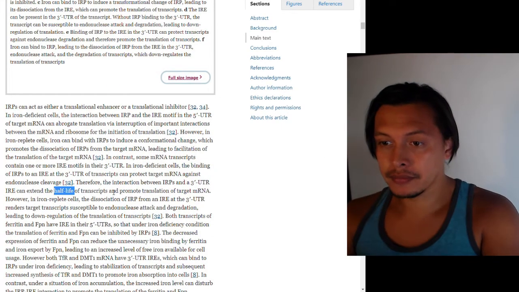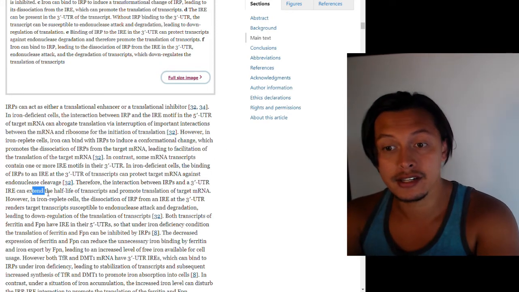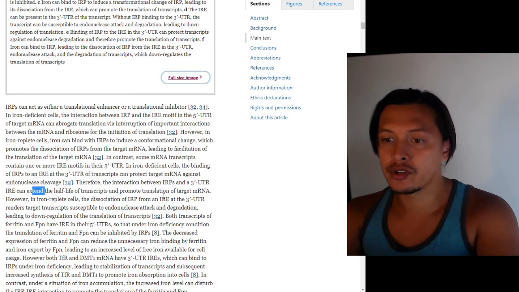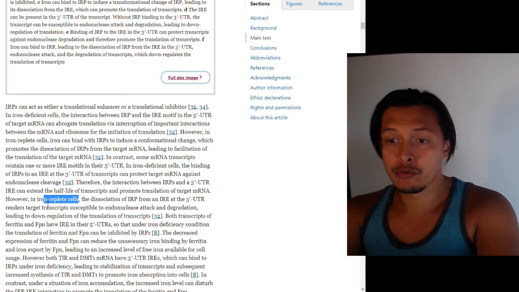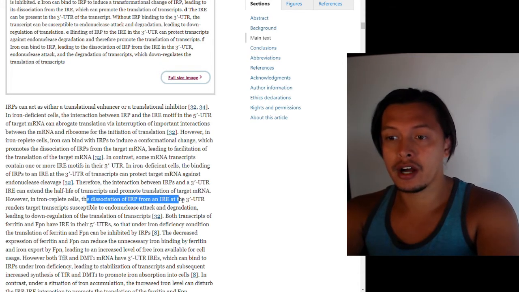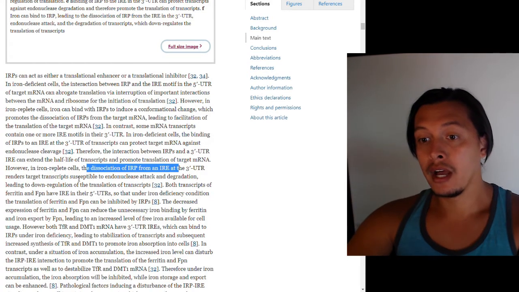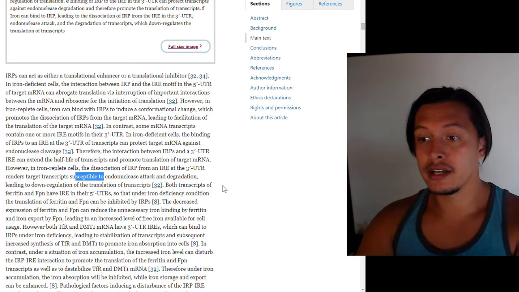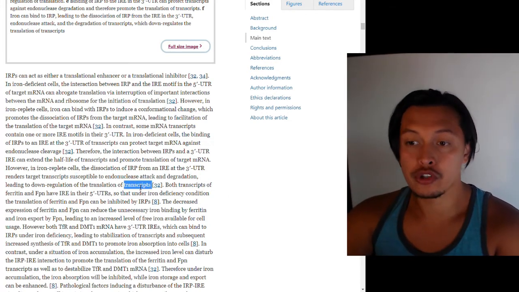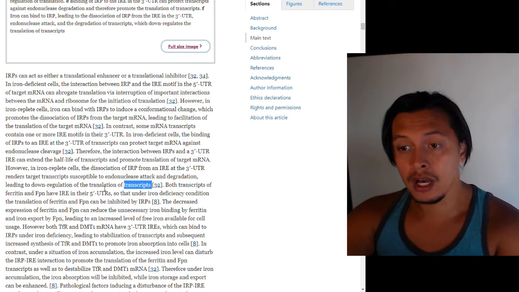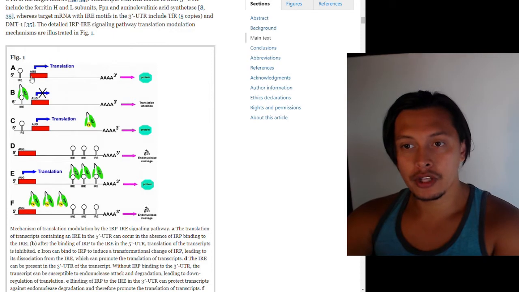Anyways, therefore the interaction between the IRPs and the 3' untranslated region IRE can extend or increase the half-life of transcripts and promote translation of target mRNA. However, in iron replete cells, the dissociation of IRP from the iron response element at the 3' untranslated region renders the target transcript susceptible to endonuclease attack and degradation, leading to downregulation of translation of transcripts. And the transcripts are the part of the mRNA that will encode for the protein.